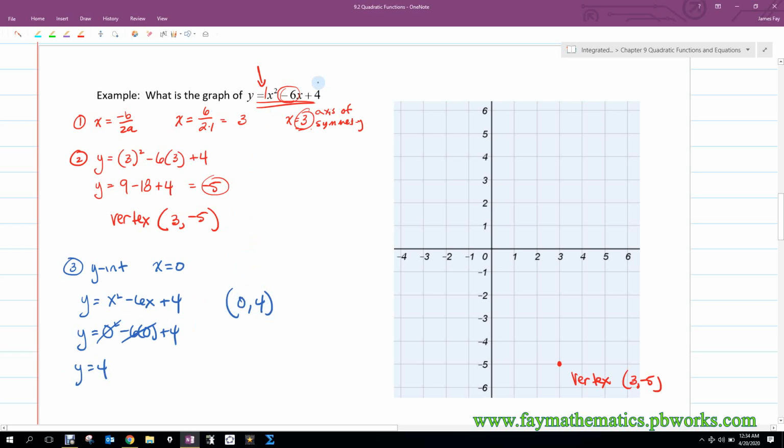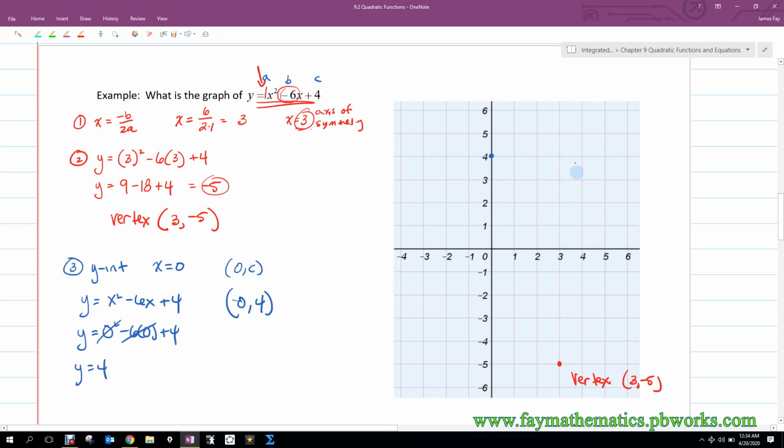Is that the same thing? If this is my a term, that's my b term, that's my c term, this point is 0 comma c. I can just pluck that number off, put it right there in an ordered pair, and I'm good to go. So 0, 4 is my y-intercept.